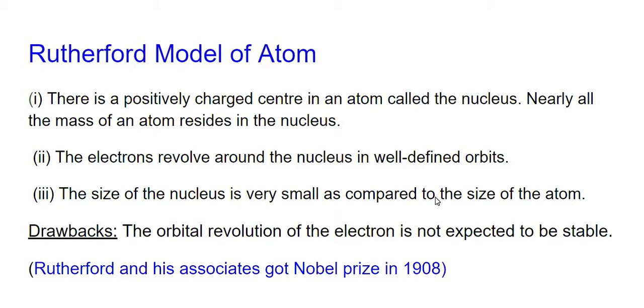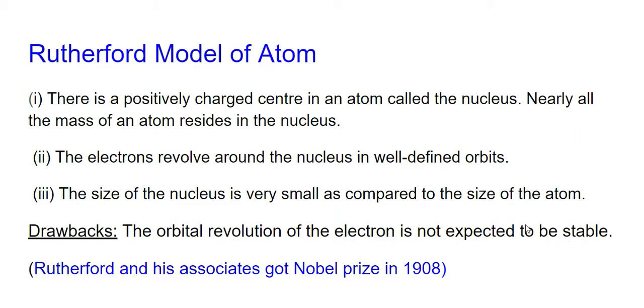So he suggested his own postulates. First postulate, there is a positively charged center in an atom called nucleus. Nearly all the mass of an atom resides inside the nucleus. Second postulate, the electrons revolve around the nucleus in well-defined orbits. Third, the size of the nucleus is very small as compared to the size of atom. So quite a good hypothesis it was, but still it also had certain drawbacks. The orbital revolution of the electron is not expected to be stable. Now try to understand this one.